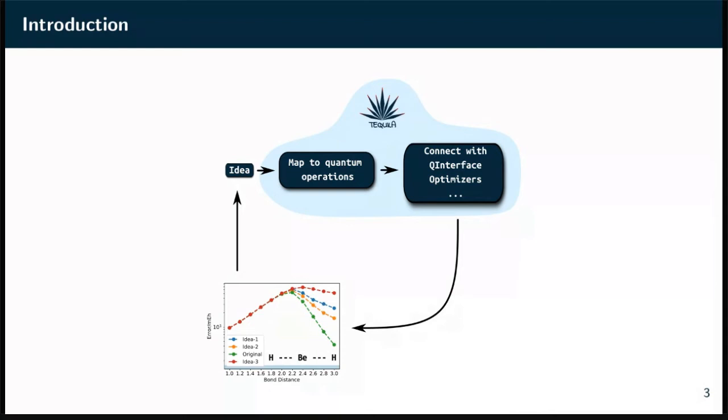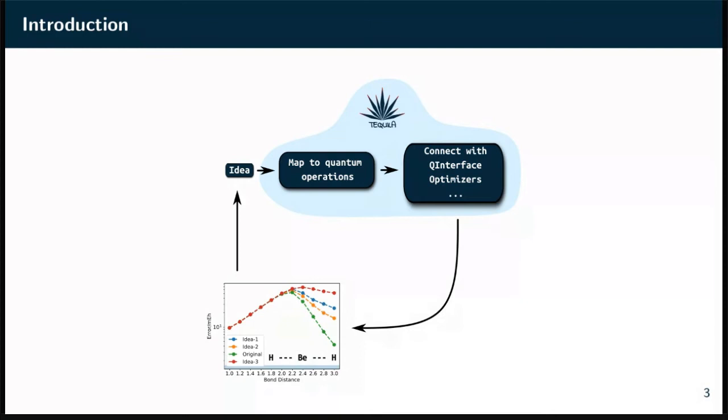And with Tequila, we aim to provide a generalized framework for the intermediate step, mapping your idea to quantum operations. And then automatically translating them to simulator backends or to real interfaces for quantum computers, giving you the opportunity to sample those expectation values and connecting it with optimizers and then run optimizations on it. And here, that's just a cartoonish example, like I once did.